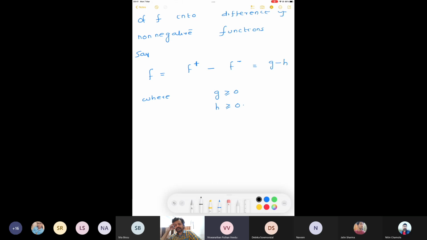Yes or no? Yes, sir. Please remember, given f, the decomposition as f plus and f minus is unique, because f plus is defined in a peculiar way, and f minus is defined using maximum, etc. Therefore, once f is fixed, f plus and f minus are fixed, and f plus minus f minus is unique. But possibly you can write the same f as a difference of two other non-negative functions, let us say g minus h.